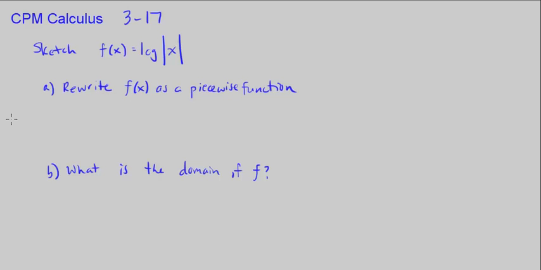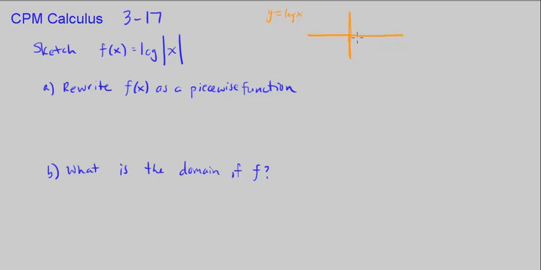This is CPM Calculus Chapter 3, number 17. So here we're asked to sketch a graph of f of x, where f of x is log of the absolute value of x. Well, first remember, what does the graph of y equals log of x look like, where x is not the absolute value of x?